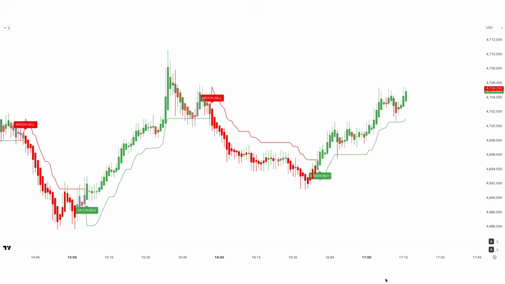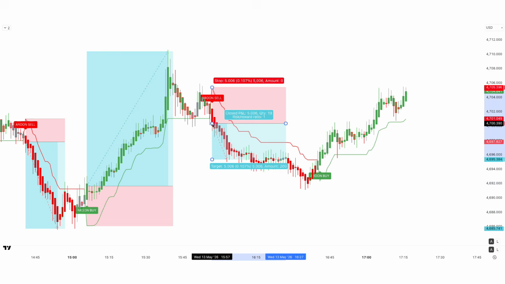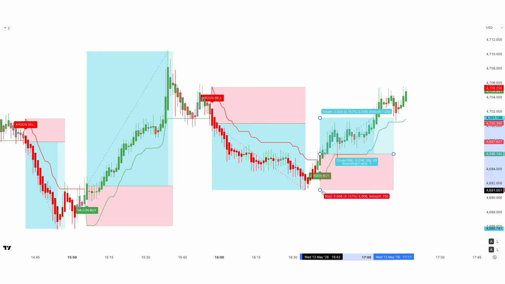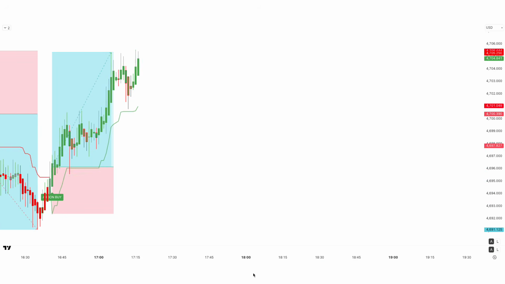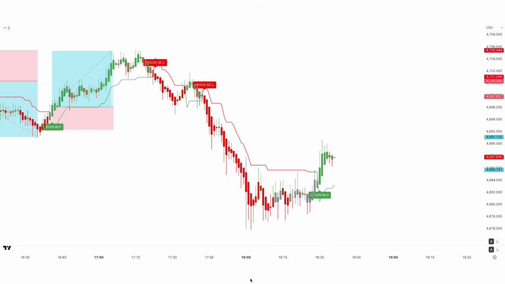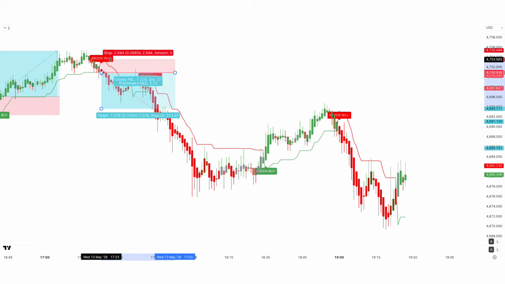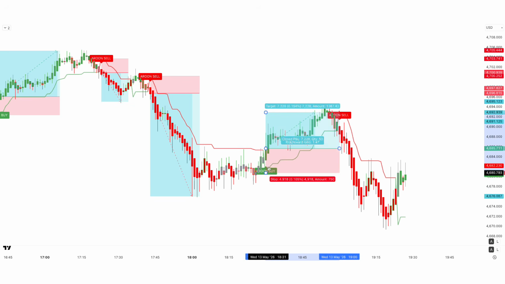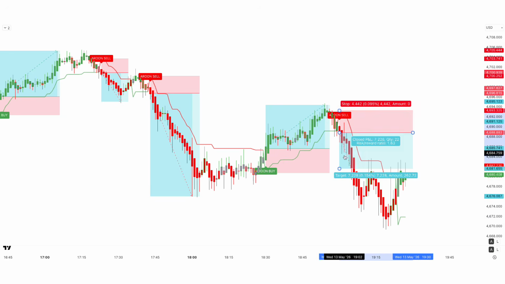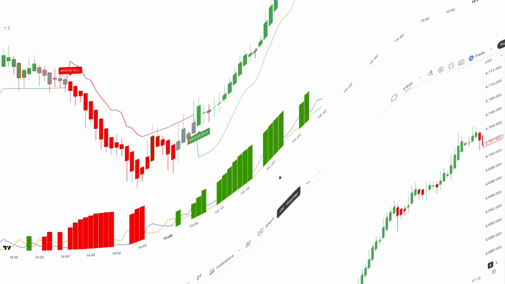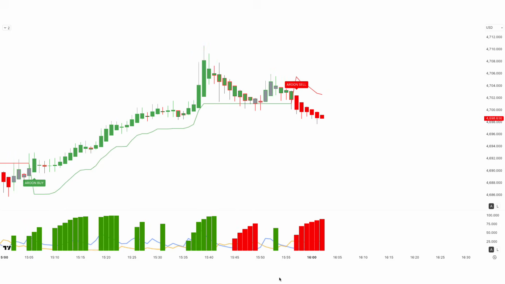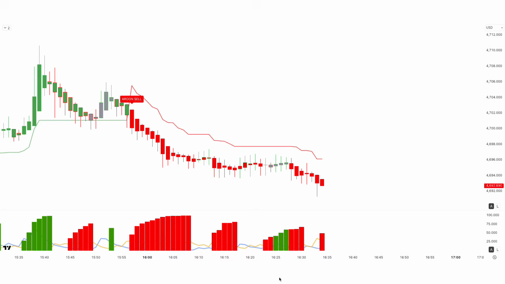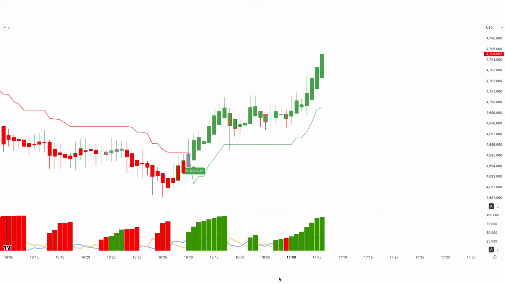The goal of this indicator isn't to predict every move. It's to help traders identify higher probability setups with more confidence and less guesswork. In today's video, I'll show you exactly how this indicator works, how to read the signals correctly, and how to avoid the mistakes that cause most traders to enter too early or too late. So stay till the end, because this simple-looking tool might completely change the way you analyze the market.